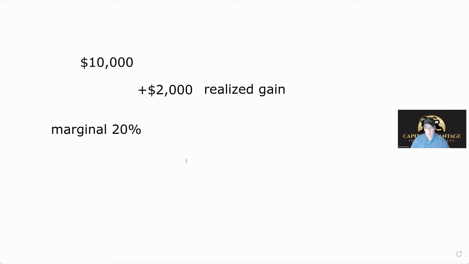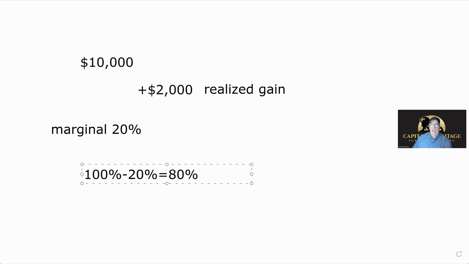You're going to do $2,000. Now remember, if we're paying 20% in taxes, we're bringing home 80. So if you can't remember that, just do 100% minus 20% equals 80%.